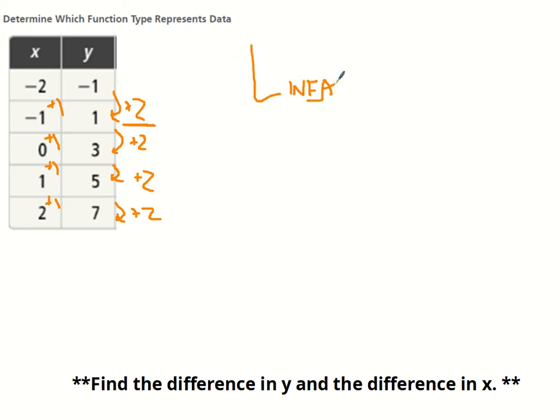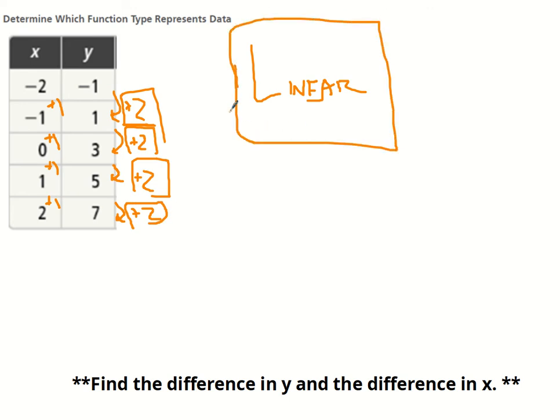So whenever we look for the difference and it's just constant right away, it's the same. Like we're 2 over 1, 2 over 1, 2 over 1. That's a constant rate of change. So therefore, this is a linear function where the difference is just constant.